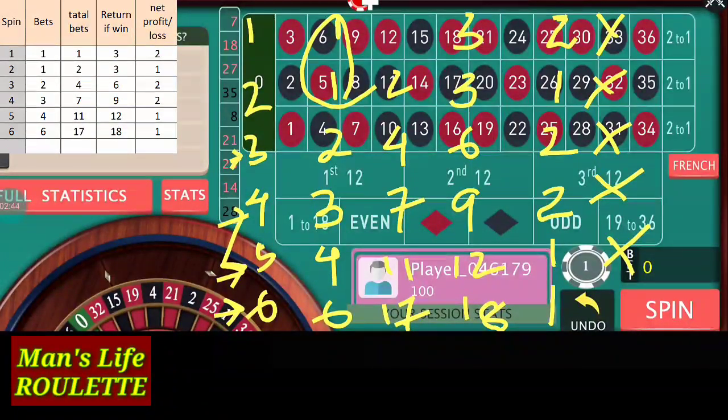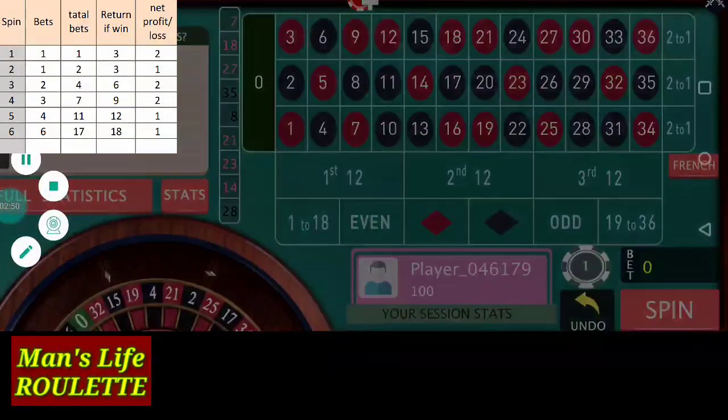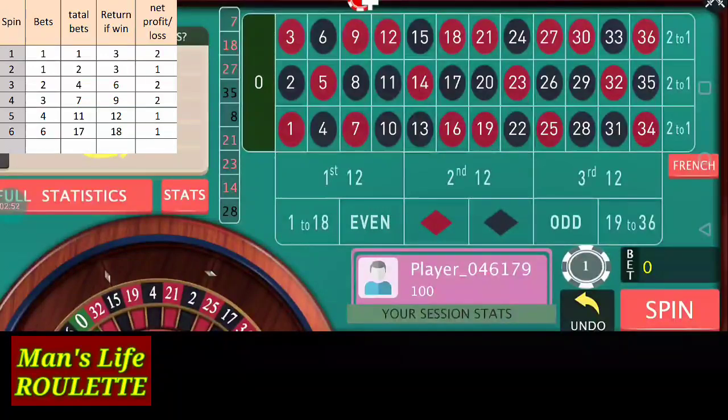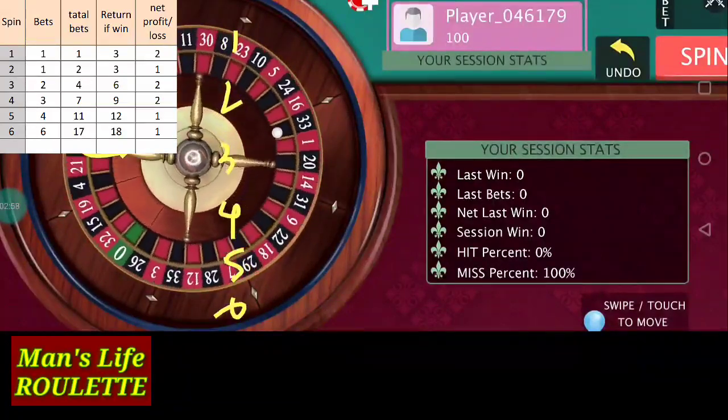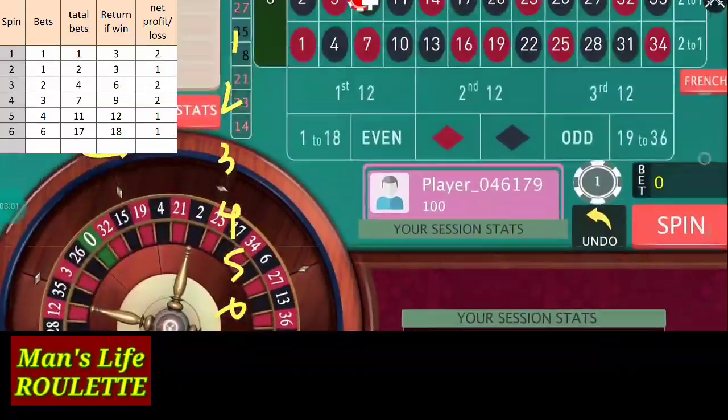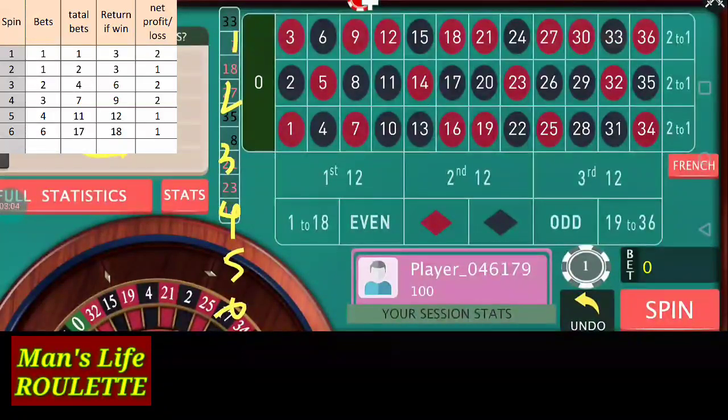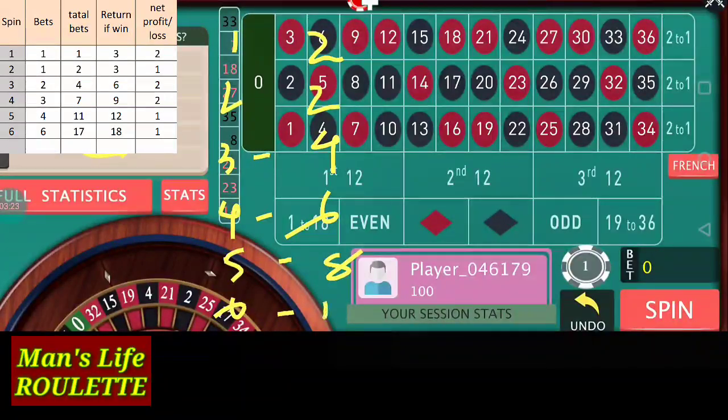So what if you lose this spin also? Then you will have to play the second cycle with the same 1, 2, 3, 4, 5 and 6 spins, but this time you have to play with just double the amount you played in the first cycle. So here 2 units, 2 units, then here you will put 4 units, here 6 units, here 8 units, and at your 6th spin it should be 12 units.